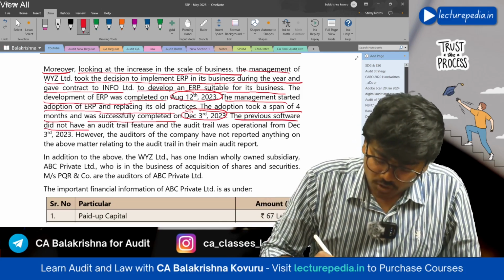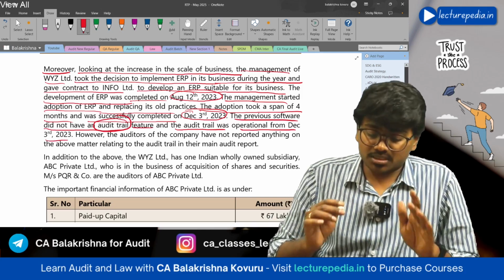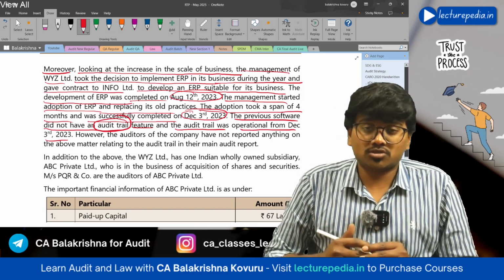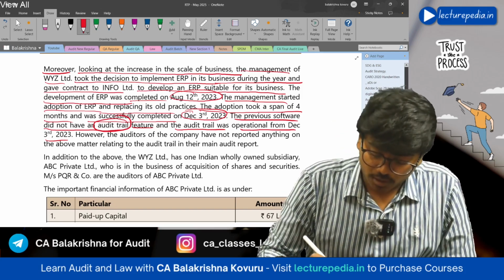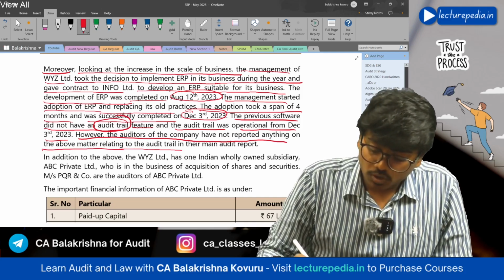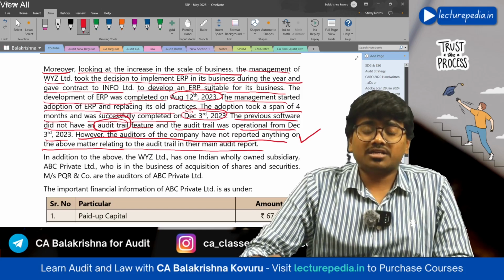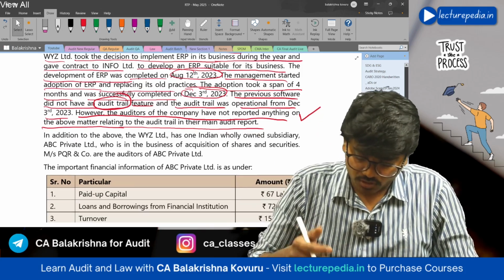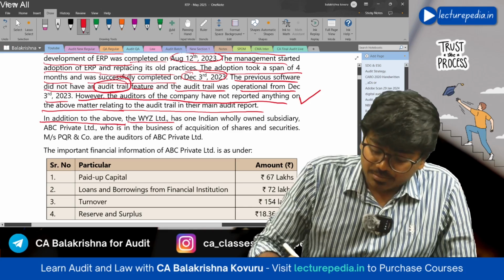The previous software did not have audit trail feature, and audit trail was operational from December 3rd, 2023. See, if you see here, during the entire year, audit trail was not present. Only from 3rd December 2023, audit trail is there. Now, however, the auditors of company have not reported anything on the above matter relating to audit trail in their main audit report. See, if the company is not having audit trail even for one day, you need to report. Auditor need to report in the audit report. So this is also wrong. You have to report.